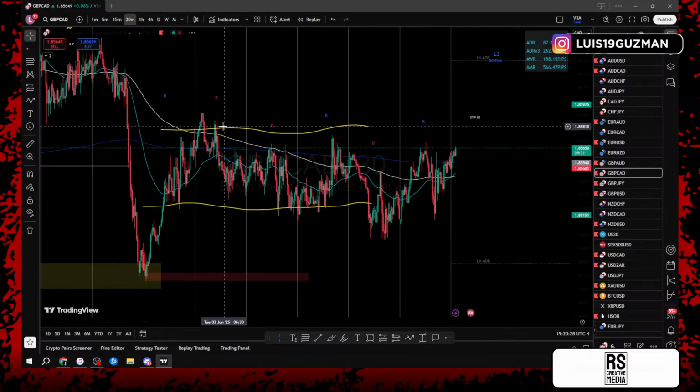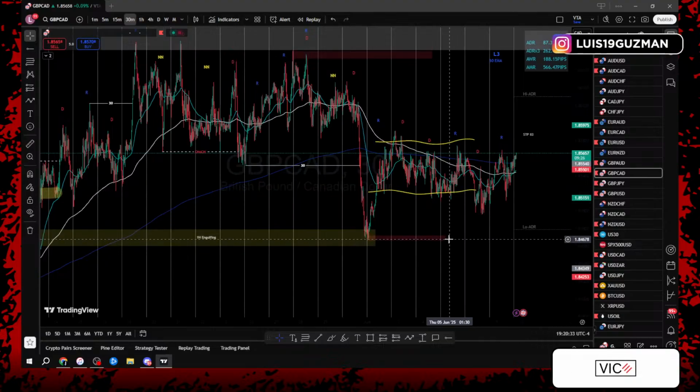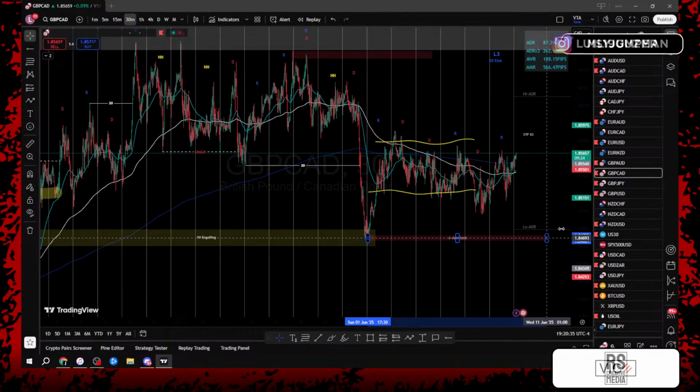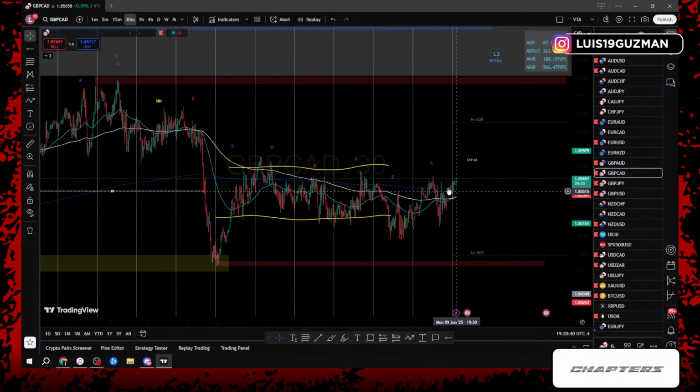But again, we're stuck in the zone of consolidation. Want to be patient with this. You don't want to get greedy with these areas. You've seen what happens.